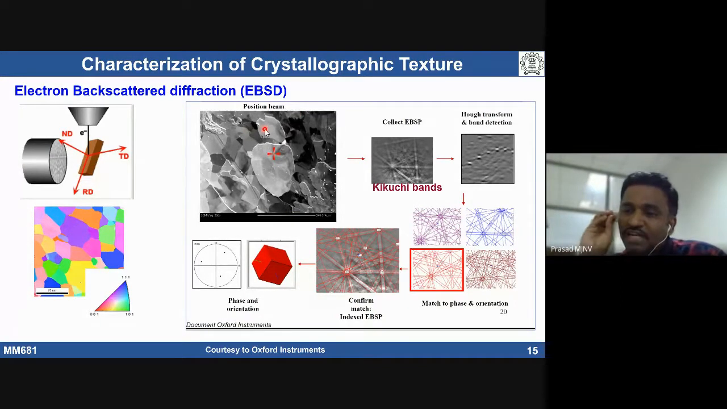When you send an electron beam, the interaction with the material is different, so we get different types of scattering. What we are collecting is only the backscattered diffraction, using a detector. Is it clear?